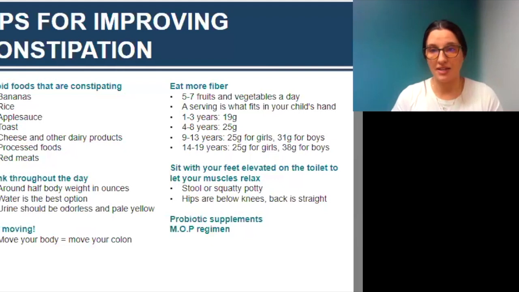And then there's probiotic supplements, also another one. And then the MOP regimen. That is a very detailed protocol that includes enemas and additional medications like laxatives to keep the stool soft, the bowels moving, and the rectum cleared of stool, so the rectum can shrink back to its normal size.